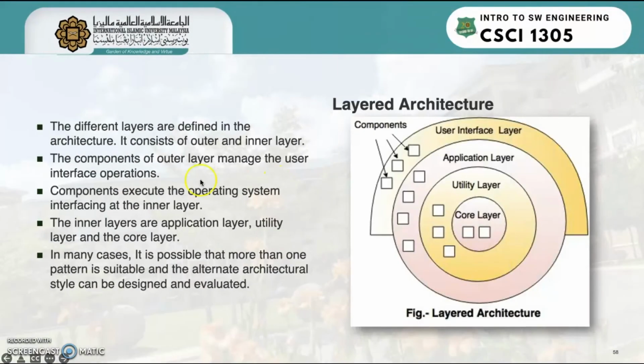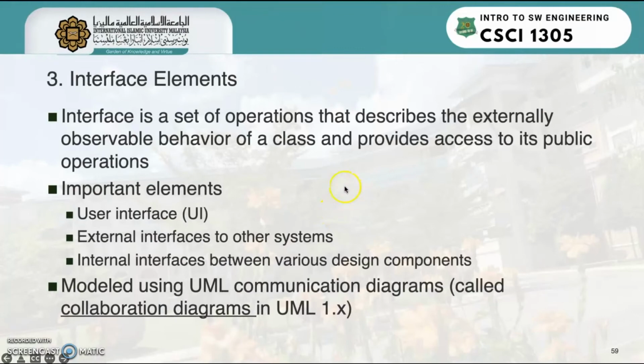Okay, and we also have layered architecture. So you have the inner layer through the user interface layer. So this is where the user will interact with the system. So the user will not directly be able to access the core layer. Okay, so there are certain types that require these respective different types of architecture.